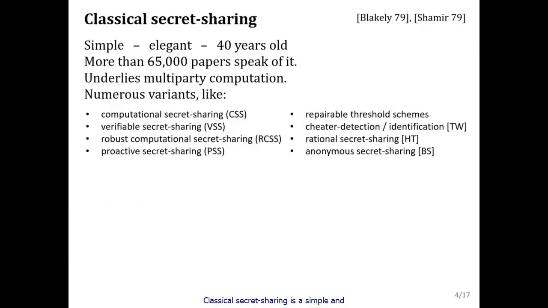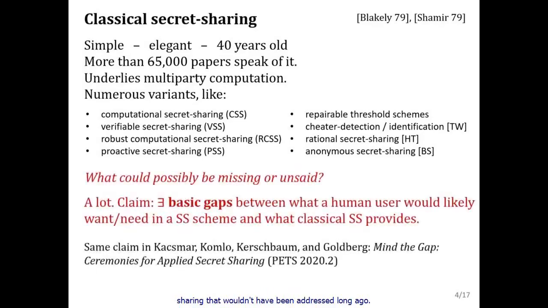Classical secret sharing is a simple and elegant problem that's now over 40 years old. There has been a tremendous amount of work on the problem during this time. In view of this, it would be reasonable to expect that there shouldn't be any basic concerns about secret sharing that wouldn't have been addressed long ago. But I'm going to claim the exact opposite, that there exist basic gaps between what a human user would likely want or expect in a secret sharing scheme and what classical secret sharing and schemes like Shamir's actually provide.